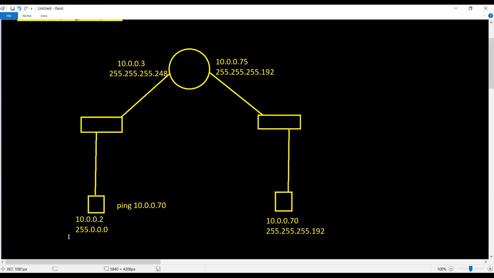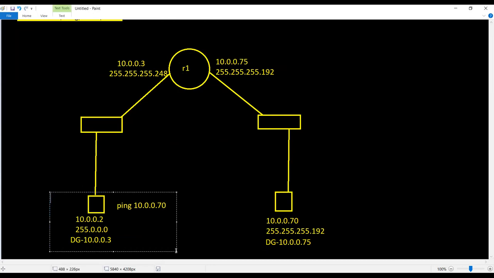And here I have configured the default gateway as 10.0.0.3. Guys, basically you just need to understand the concept; if you know the concept, things will be very easy. Same here, I have configured the default gateway 10.0.0.75. I will just say here ping 10.0.0.70. So what will be the process in the background? Just give me the answer. The same thing we did in the switching part. Right now we just have a single router. The ping will go to the default gateway. The default gateway will have the route for.